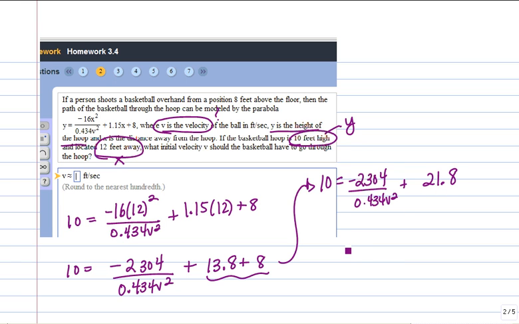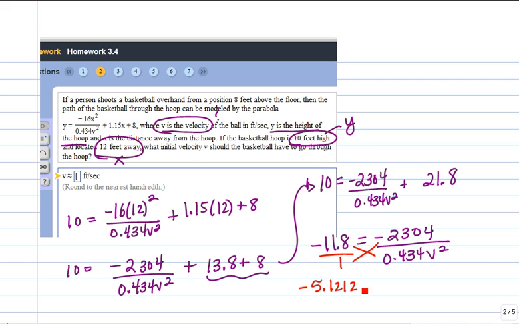Okay. Now we need to just get this solved for v squared. Maybe we'll subtract the 21.8 first to get negative 11.8 equals negative 2304 over 0.434 v squared. Now, do you remember the rule of fractions? You can multiply by the LCD, or in this case, since we have just two expressions equal, we can cross multiply. So if we multiply negative 11.8 times 0.434 v squared, we would get negative 5.1212 v squared is equal to negative 2304. So now we can divide both sides by negative 5.1212.